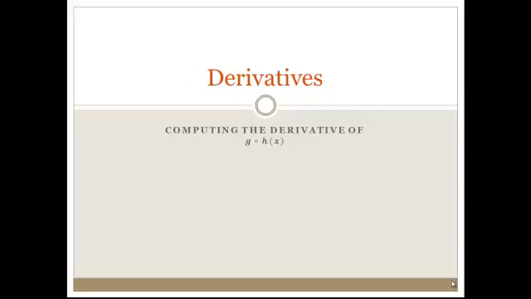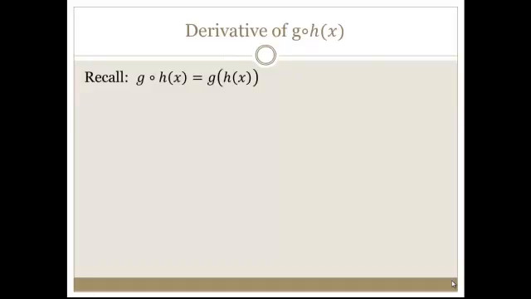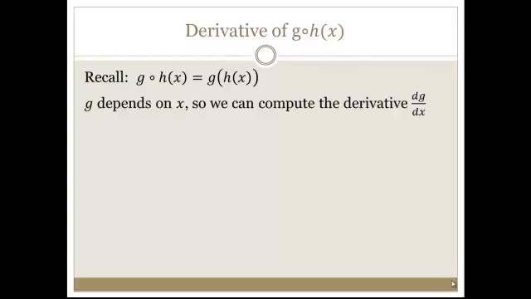We will now learn how to compute the derivative of a composition of functions g circle h of x. Recall that g circle h of x means g of h of x. Since h depends on x and g depends on h, we can see that g depends on x. So we can compute the derivative of g with respect to x.